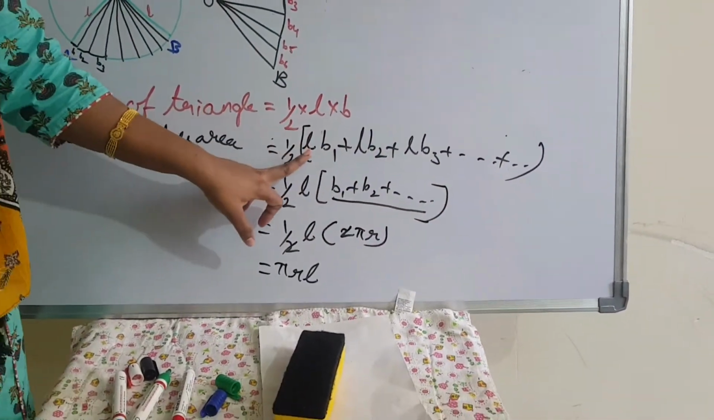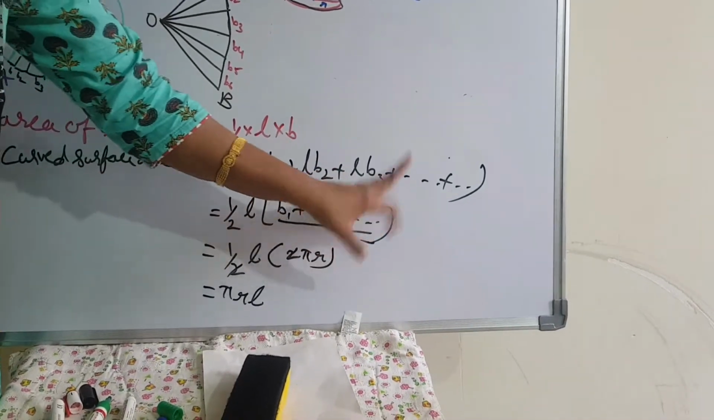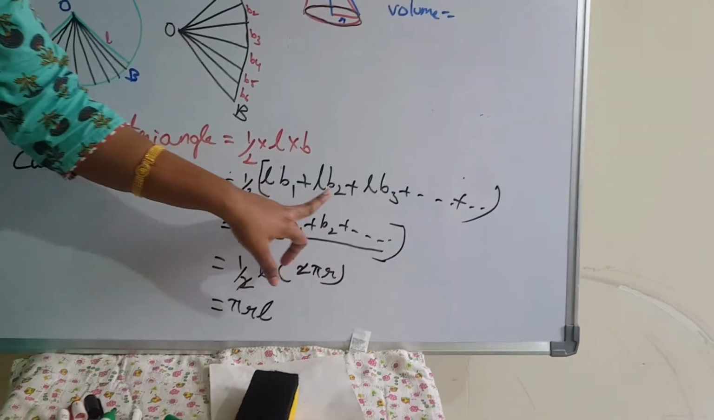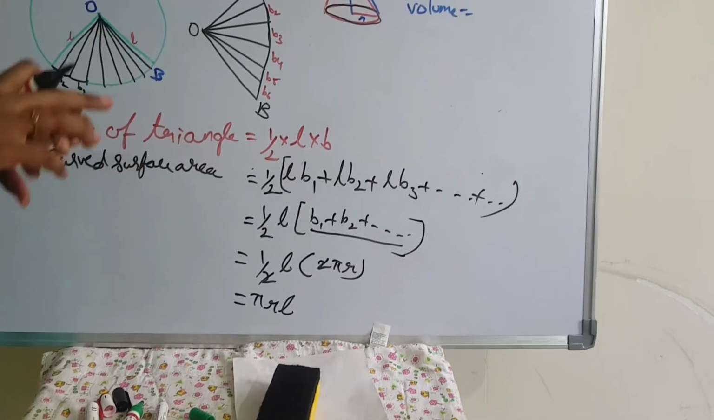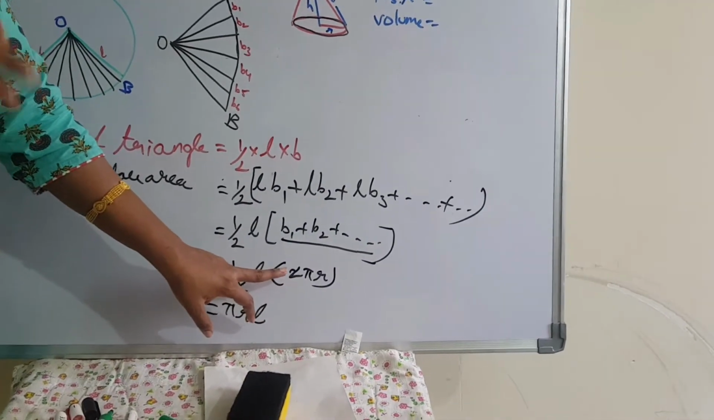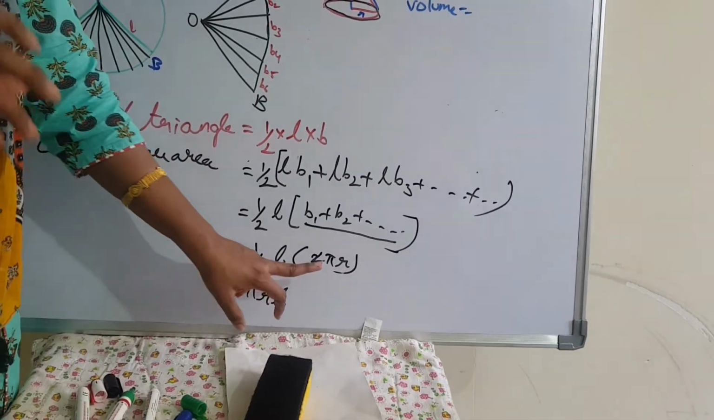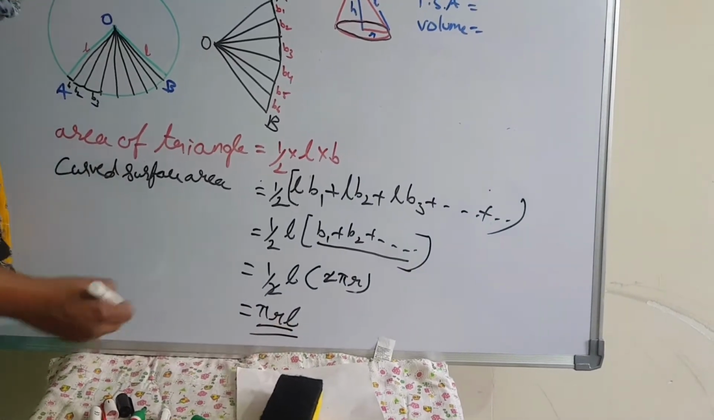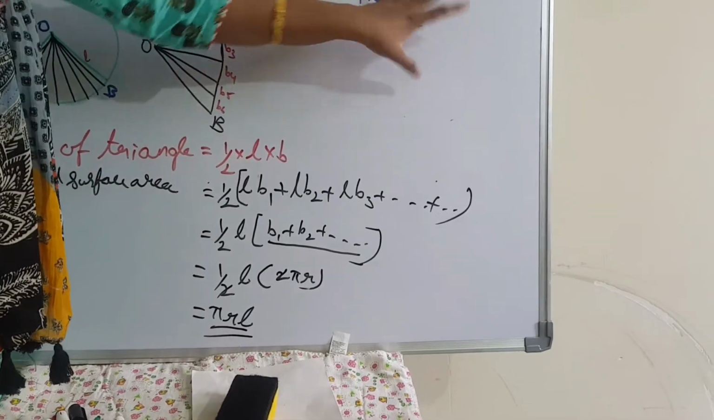Likewise, half into length into breadth 1, half into length into breadth 2, like that we will get. We are taking L common, and B1, B2, B3, and so on. These breadths, if we divide them, form a circle. The length of the circle, or circumference of the circle, is 2 pi r, or the base of the cone. And what will it become? Half cancels, pi r L. That is nothing but the curved surface area.